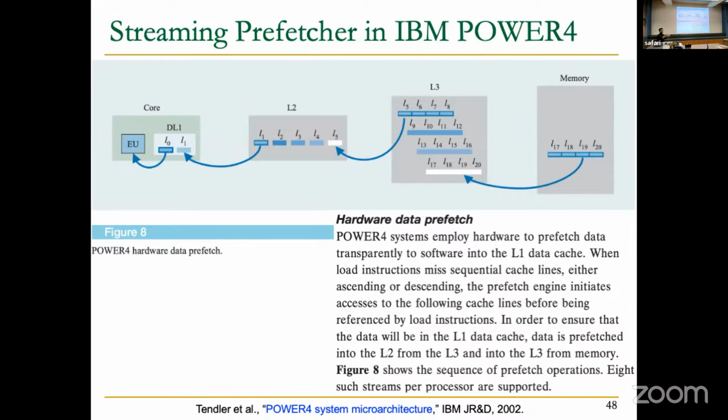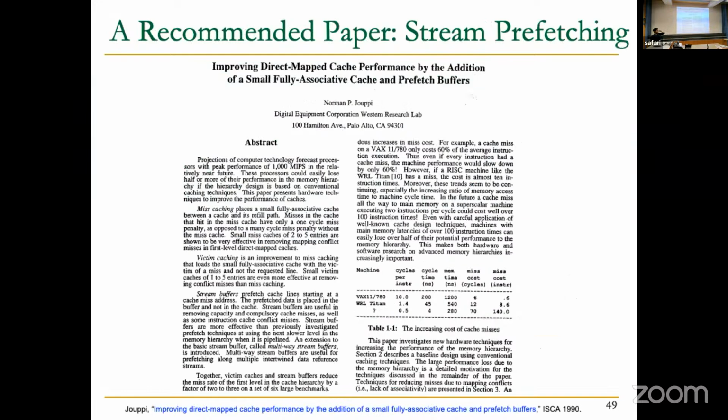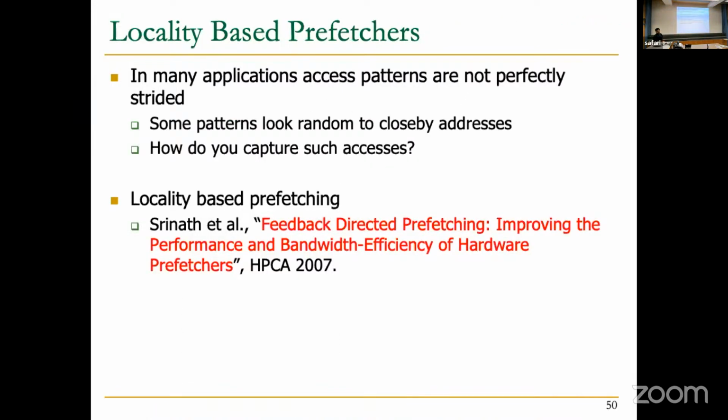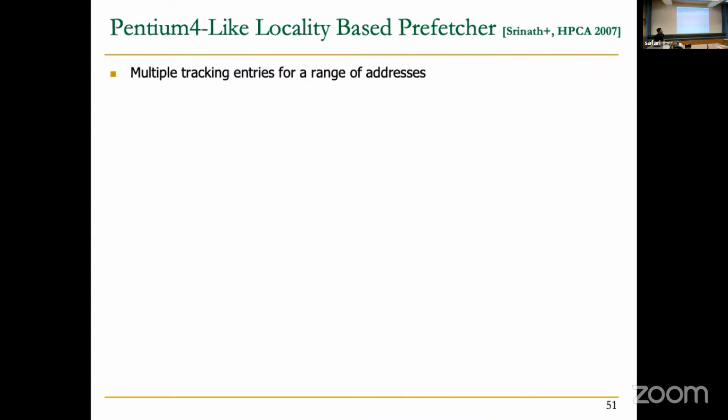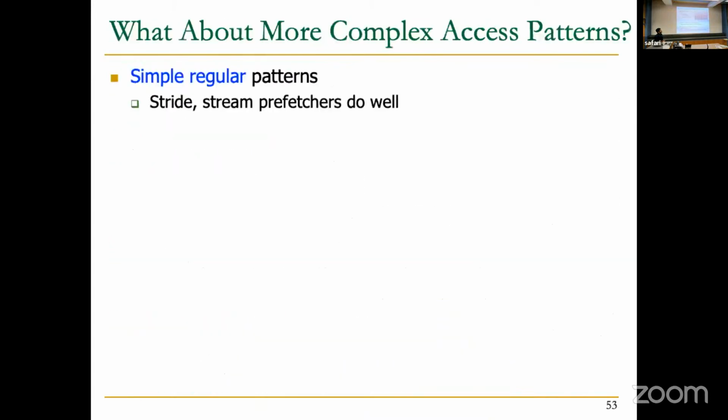So that's just to give you an idea of how exactly these things are implemented in real processors, right? So that's the Norm Jouppi paper again for the stream buffers. If you're interested, then definitely check this one. I'm also going to skip the locality based prefetcher.